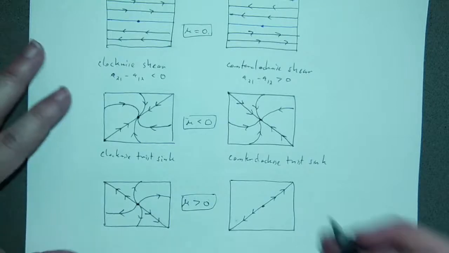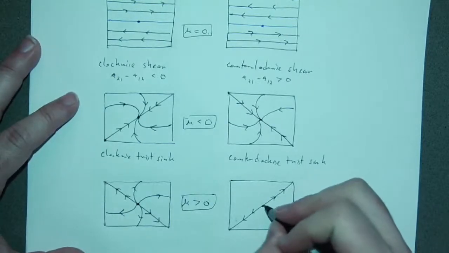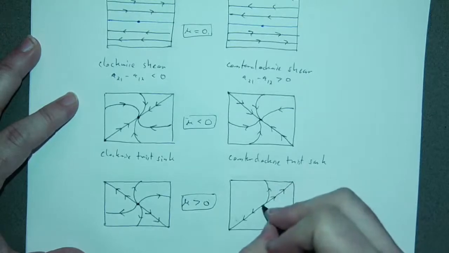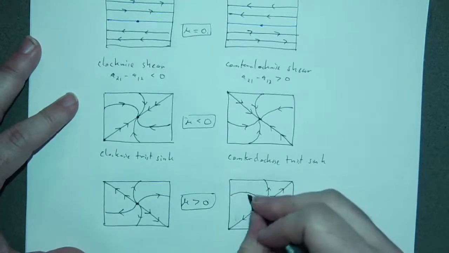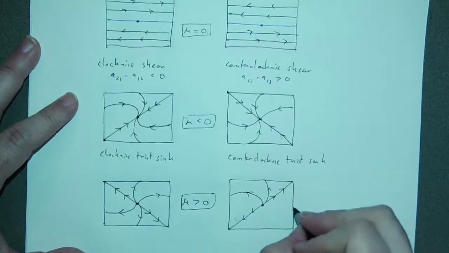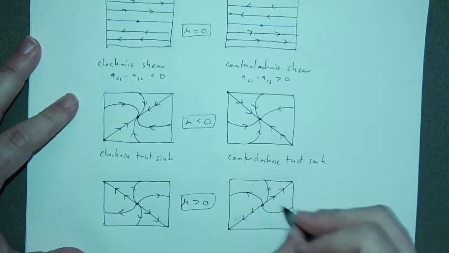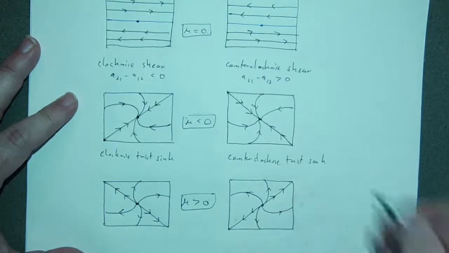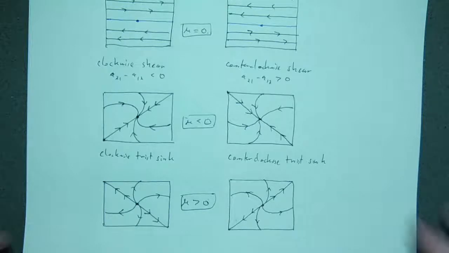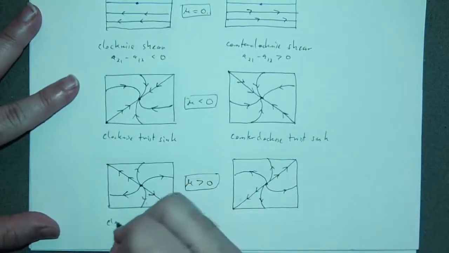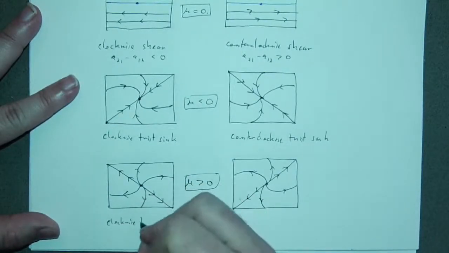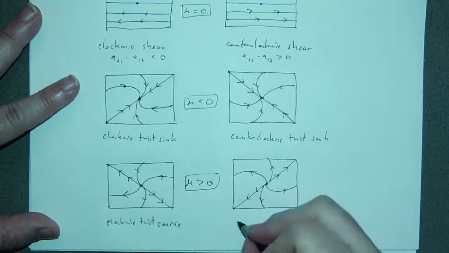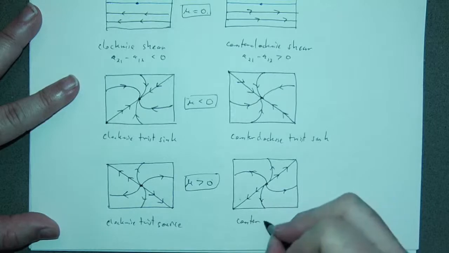And then lastly, right, emanating away from the origin in a counterclockwise fashion. This is what I have. Right, and here, this is going away from the origin. This is also going away from the origin. So this is a clockwise twist source. And this is a counterclockwise twist source.